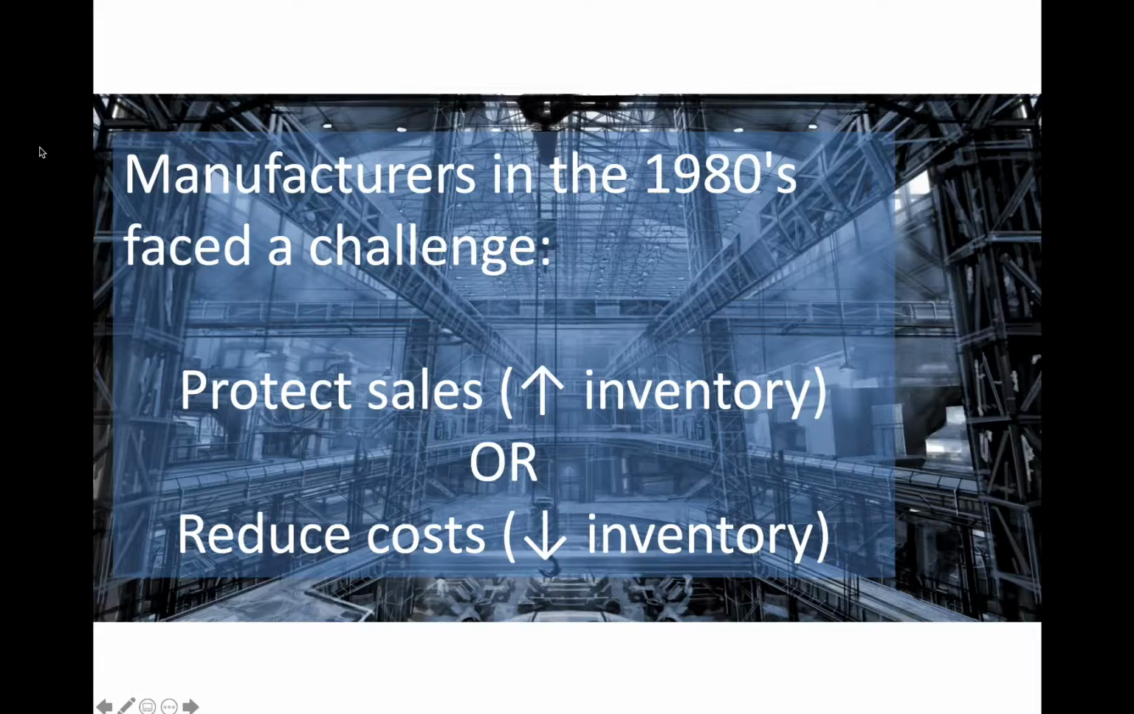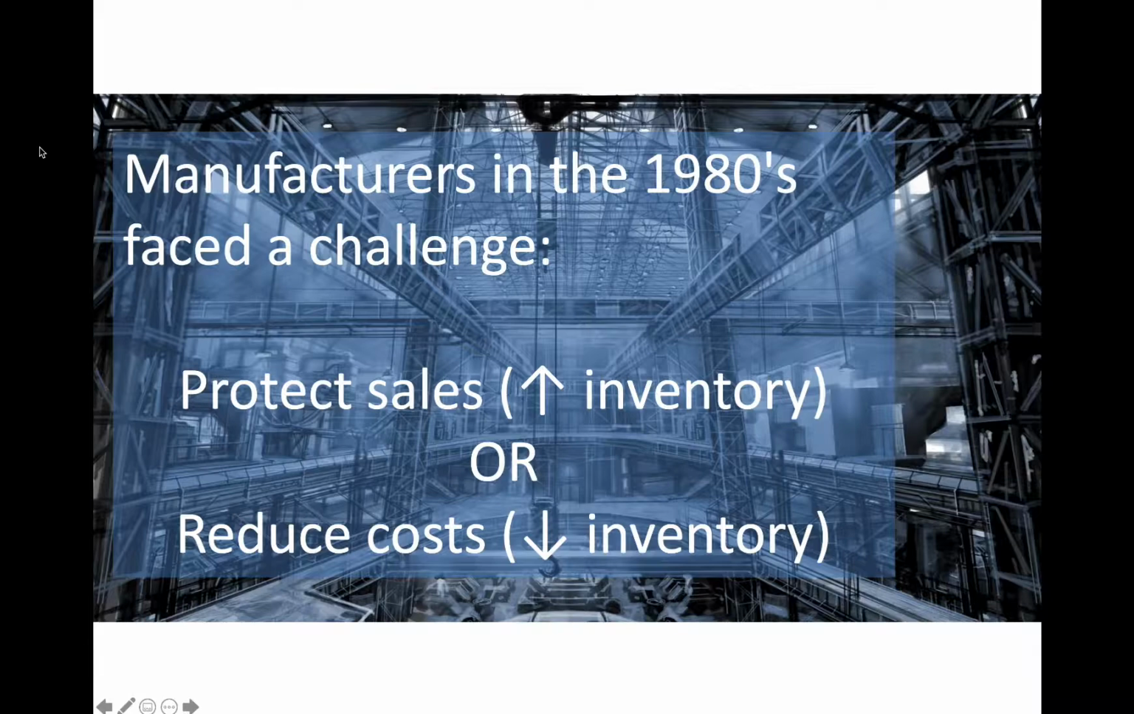Because if a potential customer calls you and you can't fulfill their order, then they're simply going to go somewhere else. And so you want to try to protect that sales revenue, and in order to do that, you need to make sure that you have inventory on hand to fulfill customer orders. At the same time, though, these companies were being pressured to reduce costs. And one of the best ways to reduce costs in a manufacturing organization is to reduce inventory. So you can see the dilemma that these manufacturers faced. On one hand, they had to increase their inventory, and on the other hand, they had to decrease their inventory.